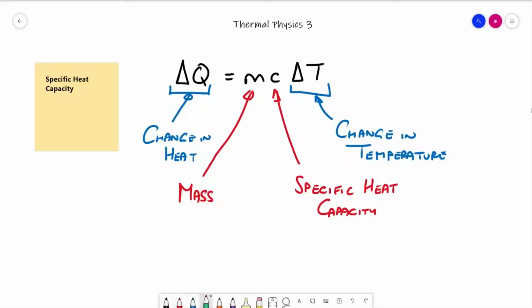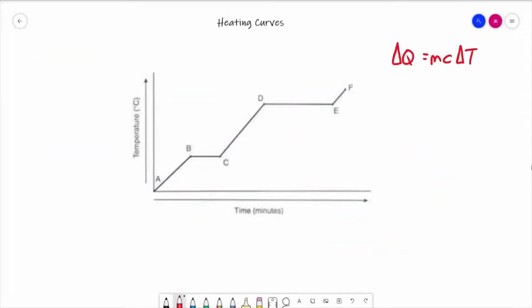And now just to remind you of units, change in heat, remember, is a measure of energy and is therefore joules. Mass is in kilograms, change in temperature is in Kelvin, and therefore the specific heat capacity unit is joules per kilogram per Kelvin. Now obviously that was very heavy on the theory from the specific heat capacity point of view, and what we're going to do now is bring it forward and have a look at translating that and looking at how it would work from a practical point of view.